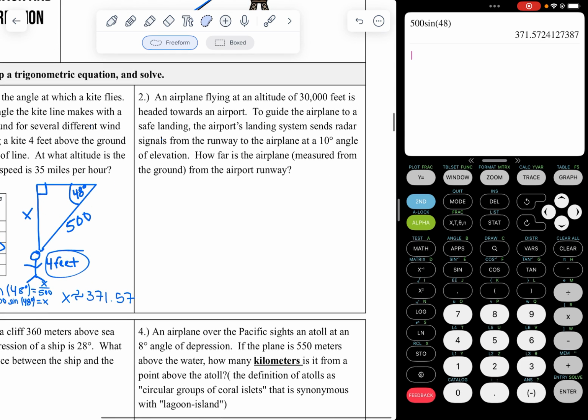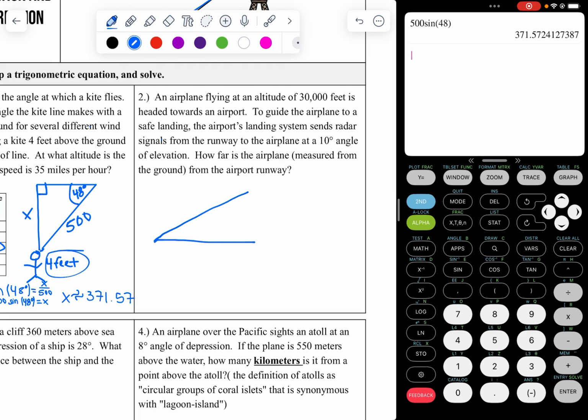All right, the next one. An airplane flying at an altitude of 30,000 feet is headed towards an airport. To guide the airplane to a safe landing, the airport's landing system sends radar signals from the runway to the airplane at a 10-degree angle of elevation. So here's our angle of elevation, 10 degrees.